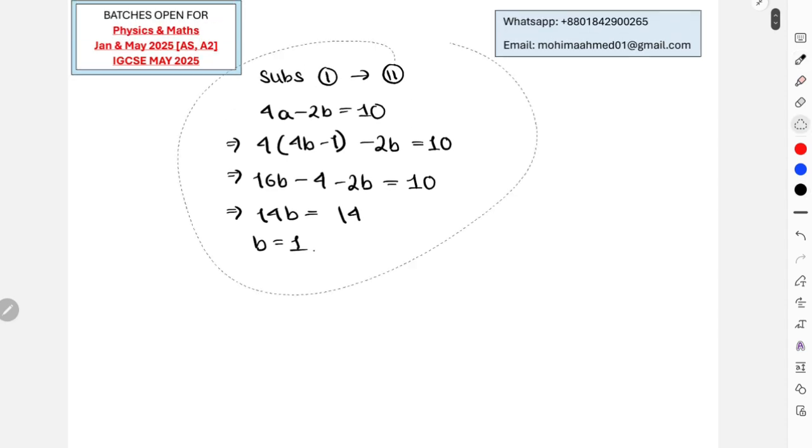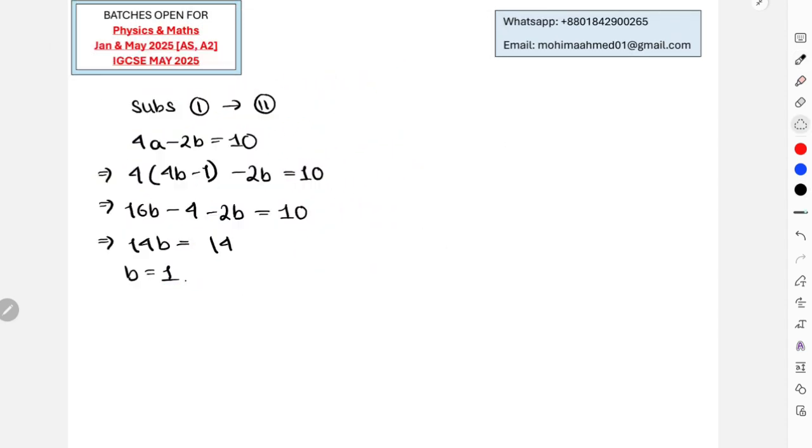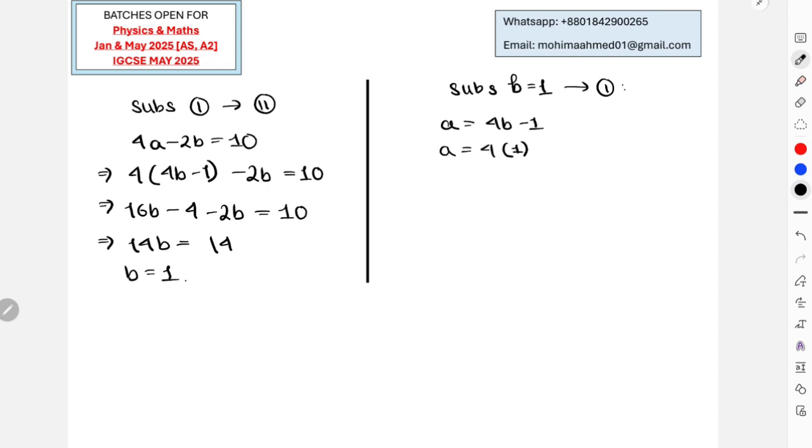So since the value for B is 1, we will substitute this into the first equation to get the value for A. Your first equation was A equals 4B minus 1. So we'll substitute B equals 1 into equation 1, which is going to be A equals 4B minus 1. So A equals 4 times 1 minus 1, and that is 3.